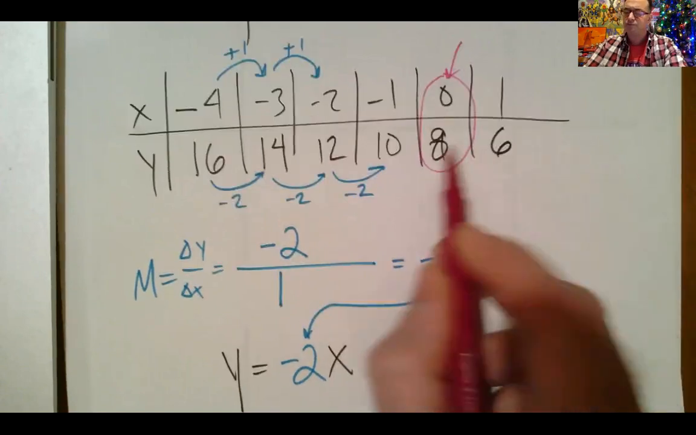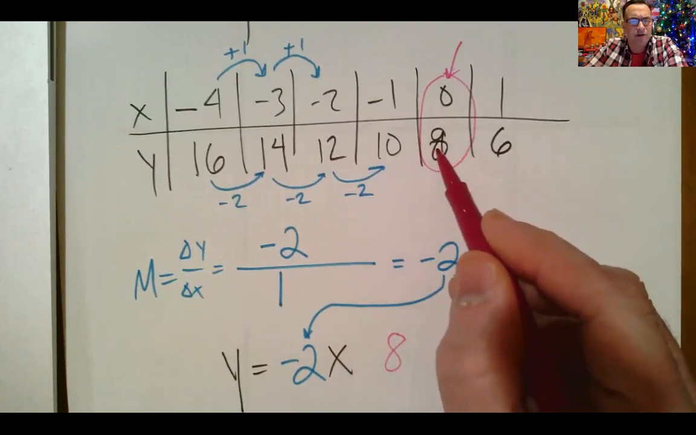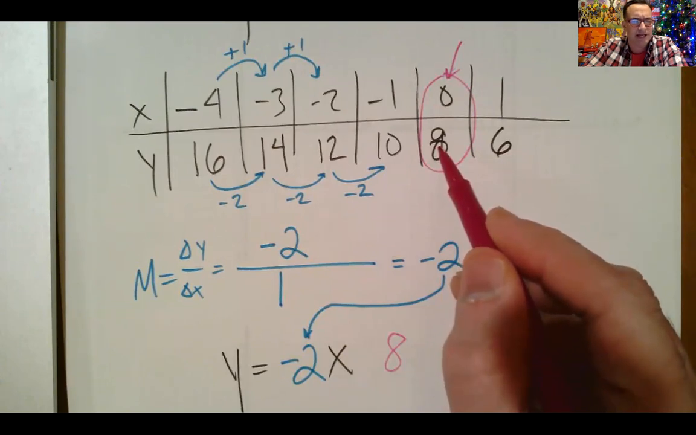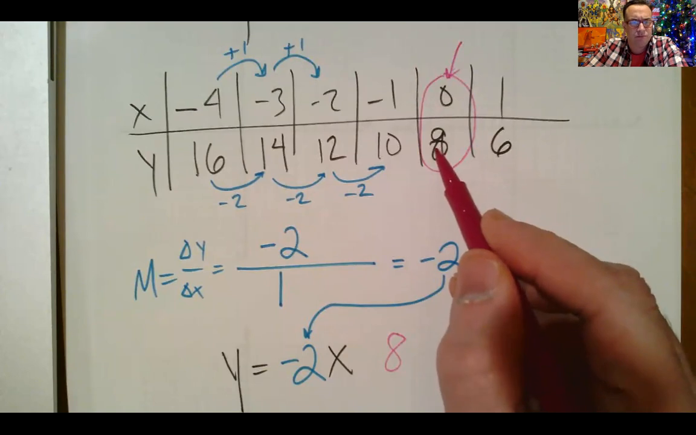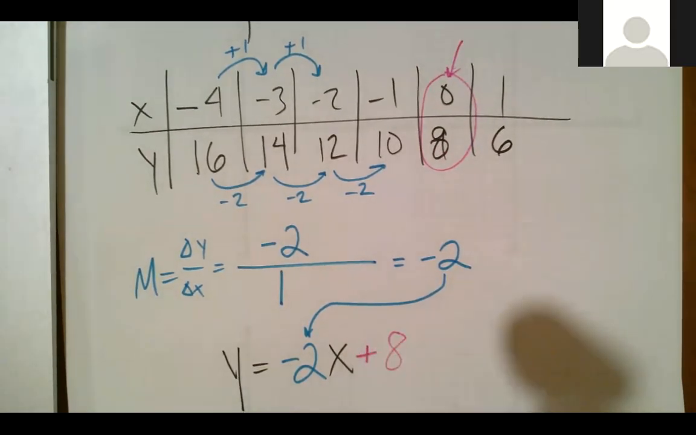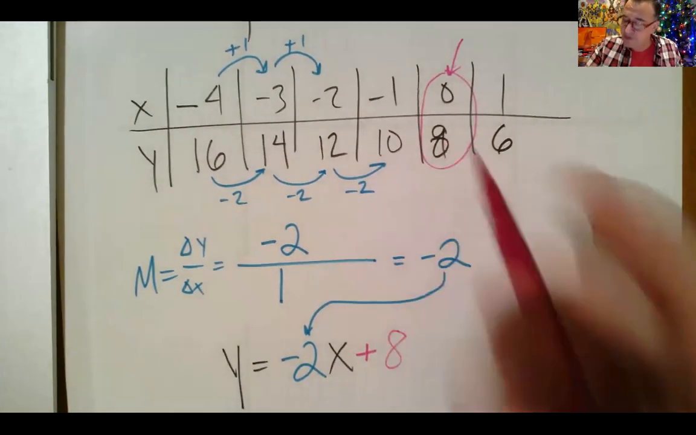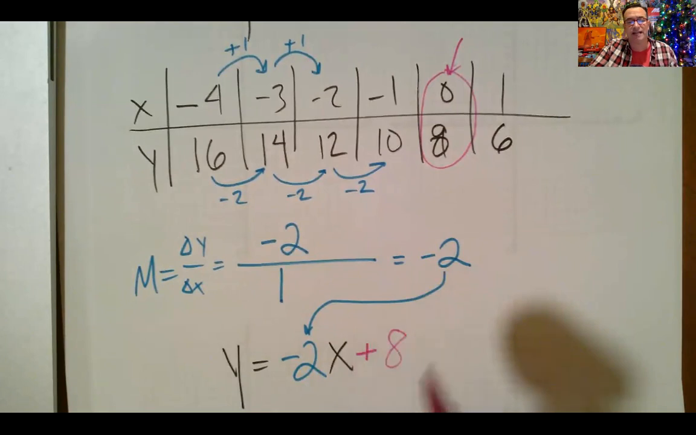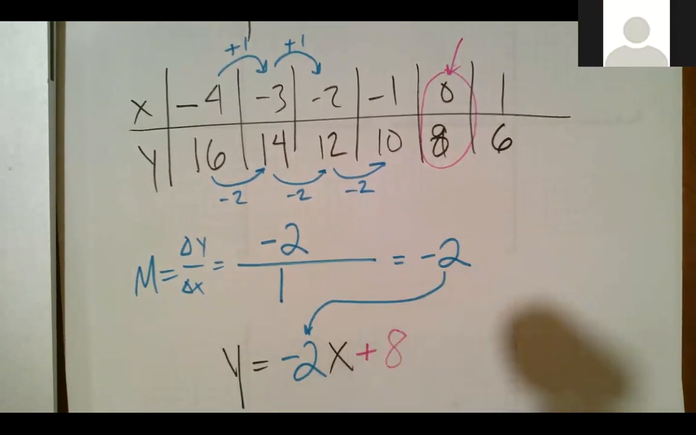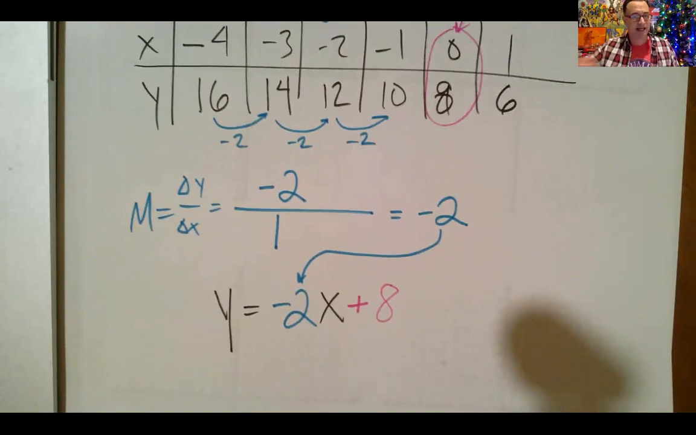Now, is that a positive or a negative 8 there? Tell me, positive or negative? Somebody's got to tell me. Positive or negative 8? Positive 8. So if it is a positive 8, I got to put a plus. If this was a negative 8, I would put a minus. Whatever number you have as your 0 term, whether it's positive or negative, that's what you put at the end of this. So our equation for this is going to be y is equal to -2x plus 8.